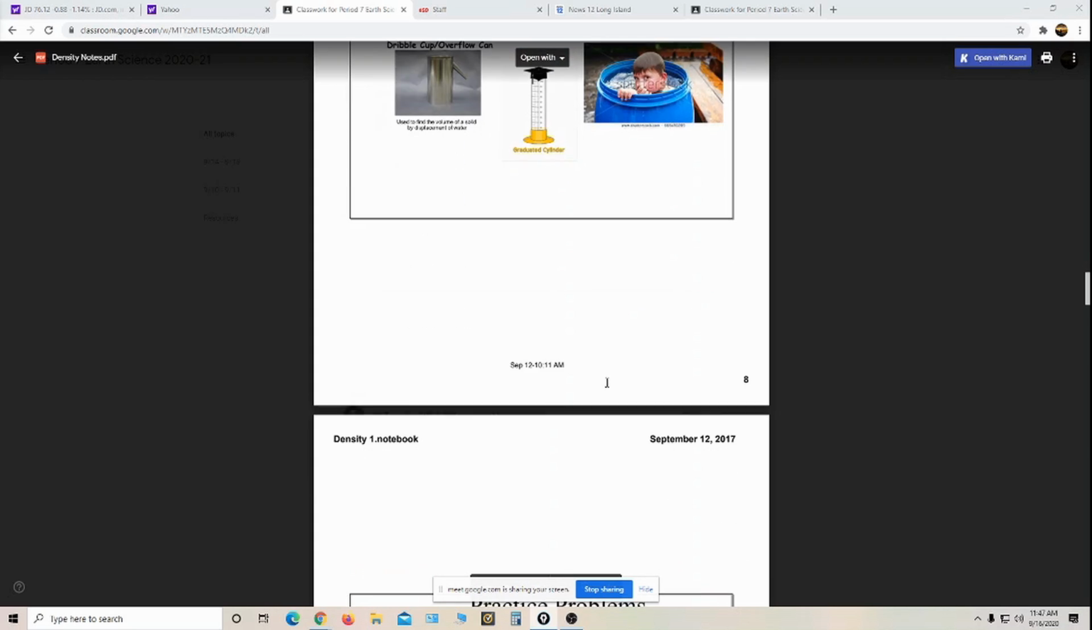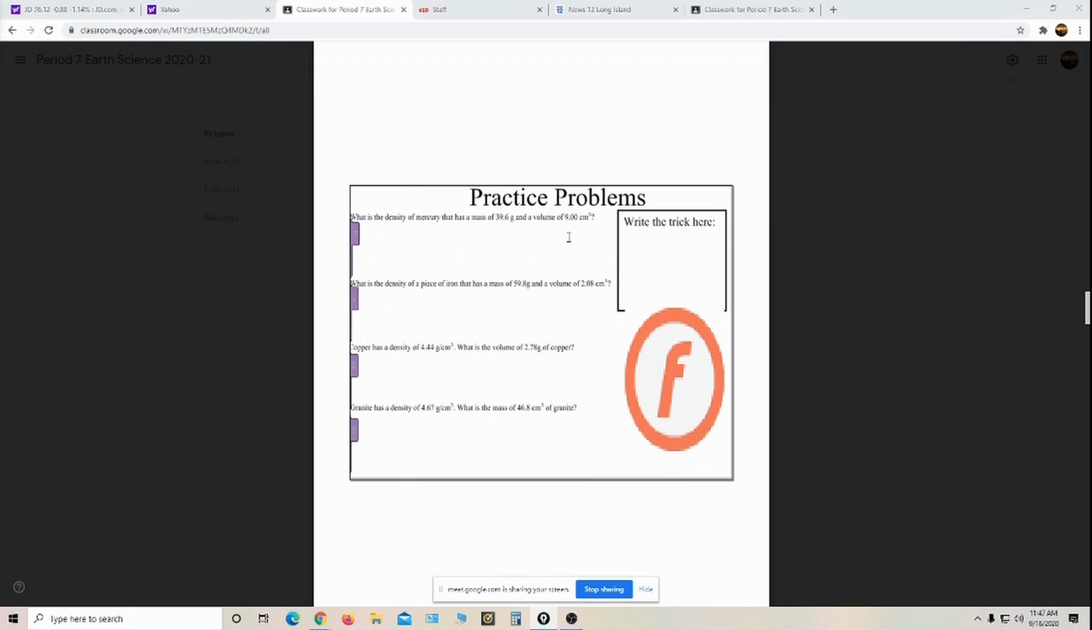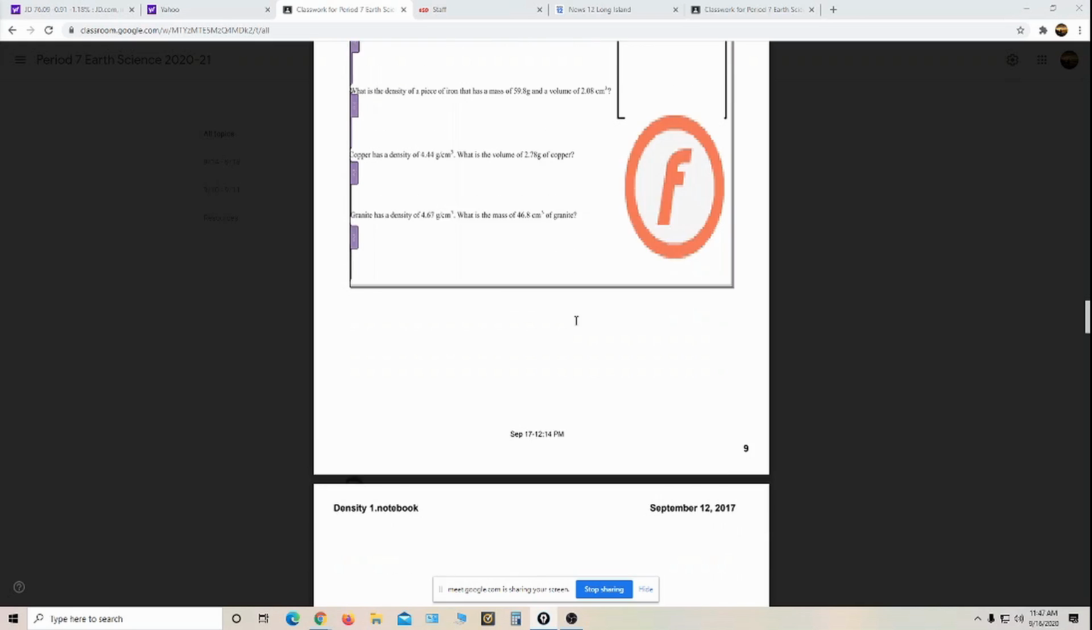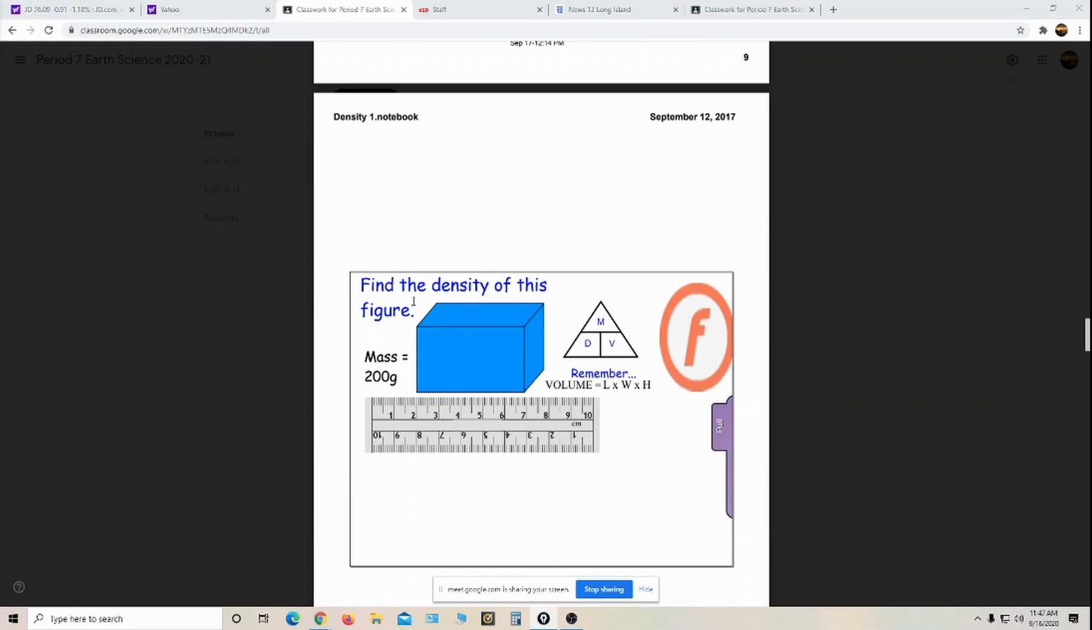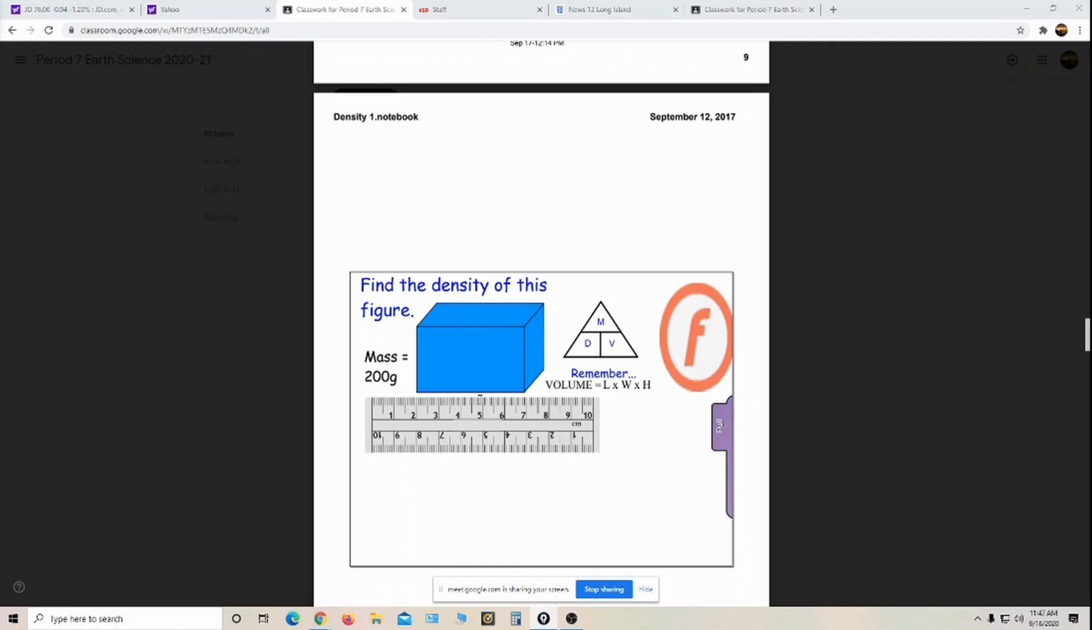So now I slide down here. These are some practice math problems. We're going to be doing those in class. Over here, find the density of this figure. Well, they give you the mass, and then the volume is the length times the width times the height. You multiply those three numbers. Okay? So sometimes you'll use a triple beam balance. Sometimes they'll give it to you. Sometimes they'll give you the volume. Sometimes you have to do length times width times height, or use a graduated cylinder.